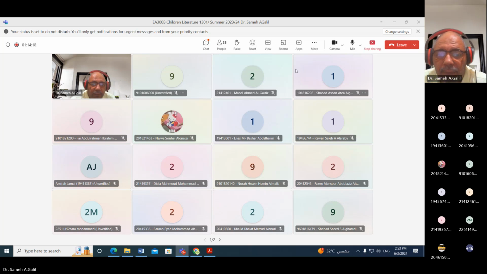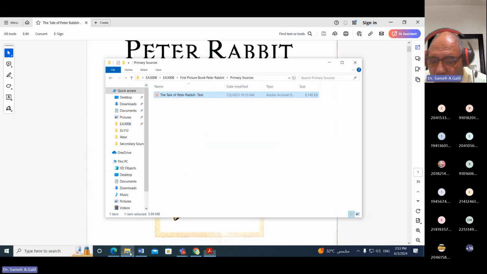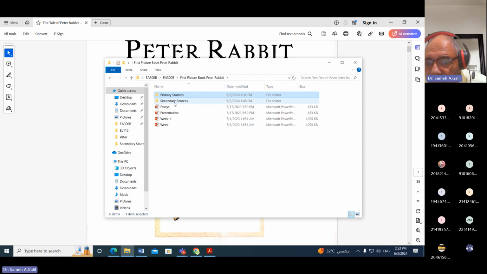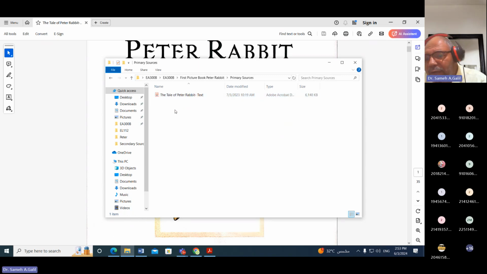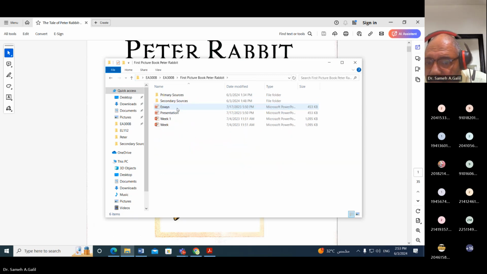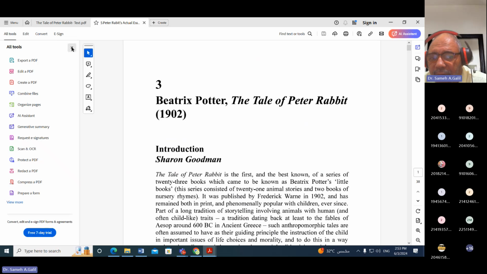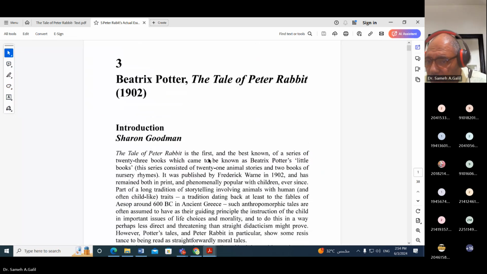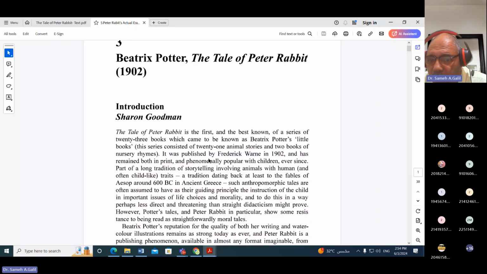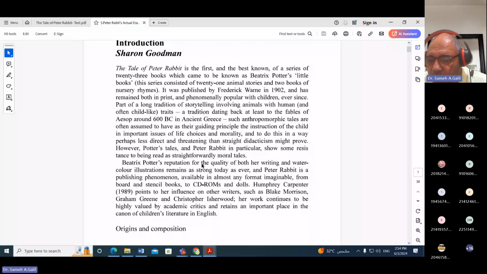So let's move on. So, secondary sources that we're talking about. You have only one primary source because it's the novel or the picture book. When it comes to secondary sources, you're going to find that there are many. So this is a place where you can find the articles written on the primary source. We have the introduction by Sharon Goodman, like I told you.